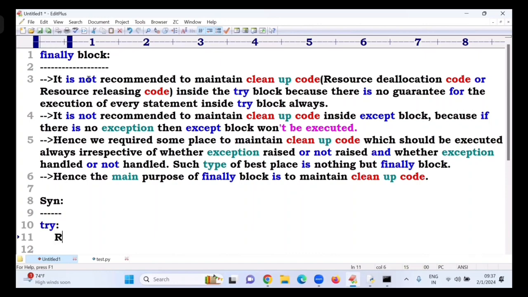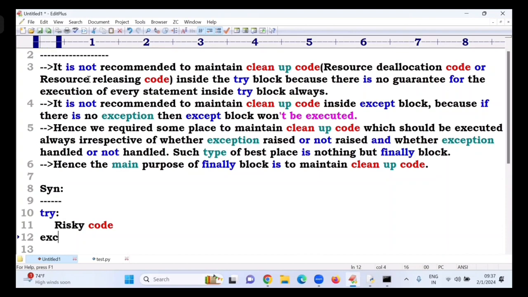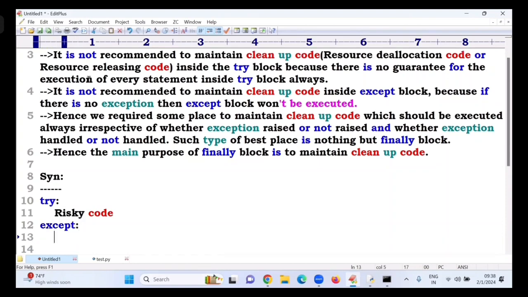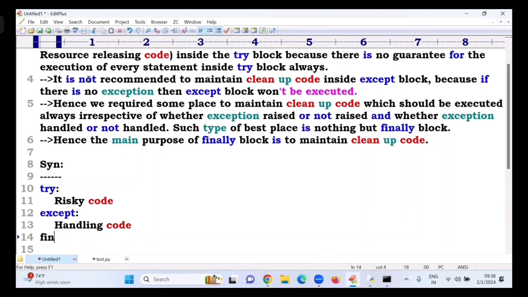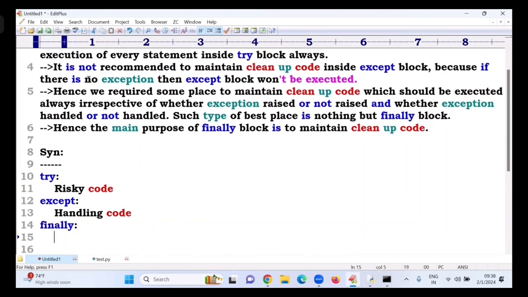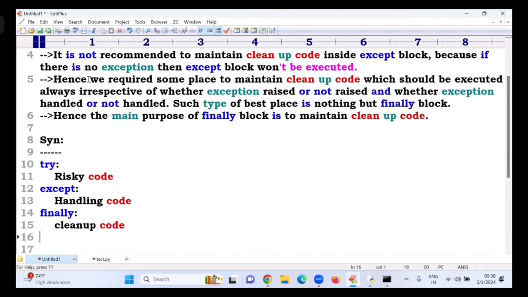So in the try block, we have to write risky code, in the except block, handling code, and in the finally block, cleanup code.